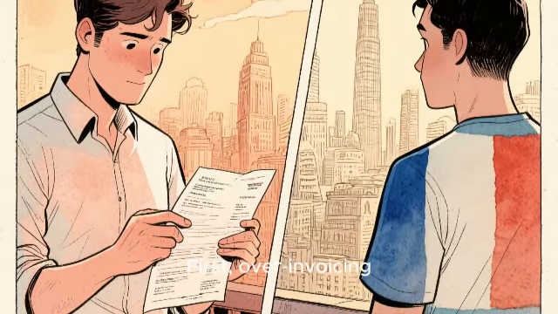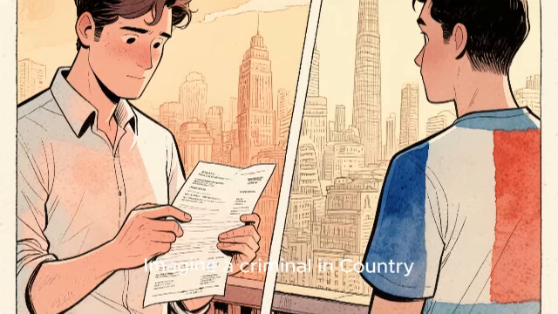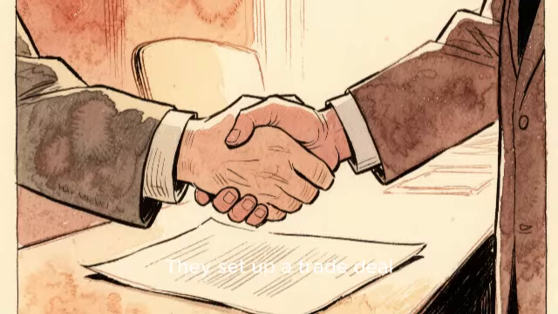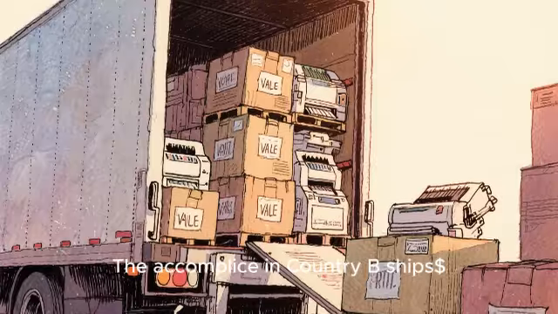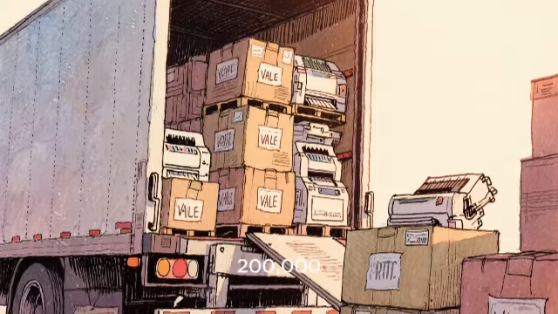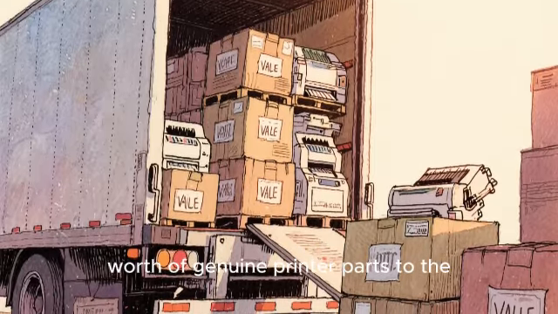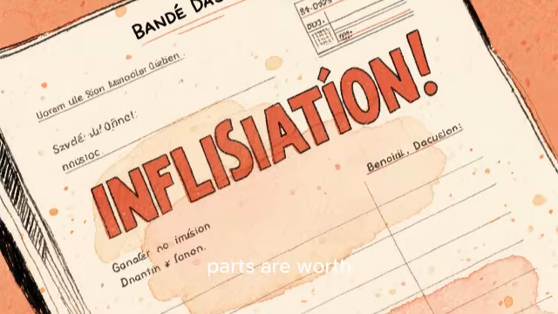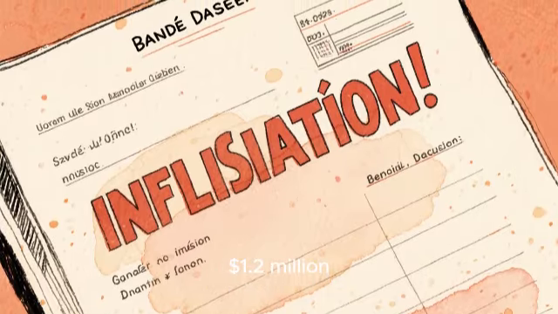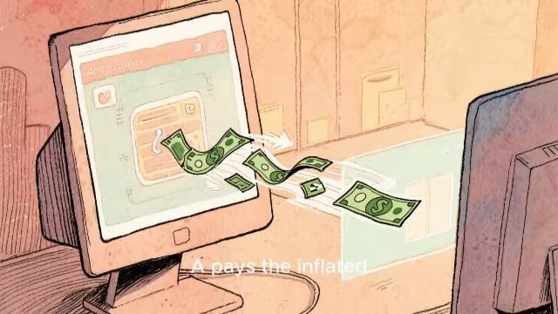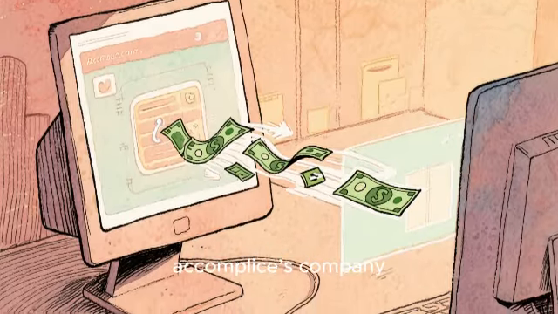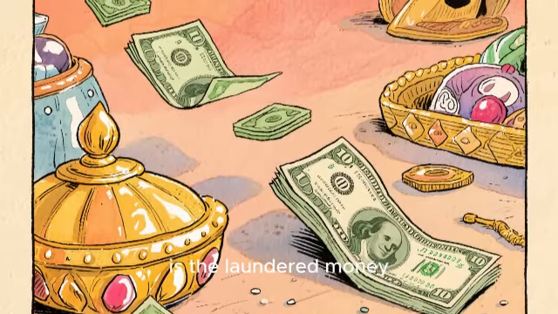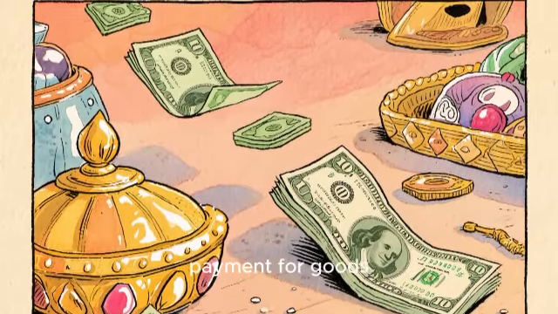First, over-invoicing. Imagine a criminal in country A wants to move $1 million to an accomplice in country B. They set up a trade deal. The accomplice in country B ships $200,000 worth of genuine printer parts to the criminal in country A. However, the invoice says the parts are worth $1.2 million. The criminal in country A pays the inflated $1.2 million to the accomplice's company. The extra $1 million is the laundered money, now disguised as a legitimate payment for goods.